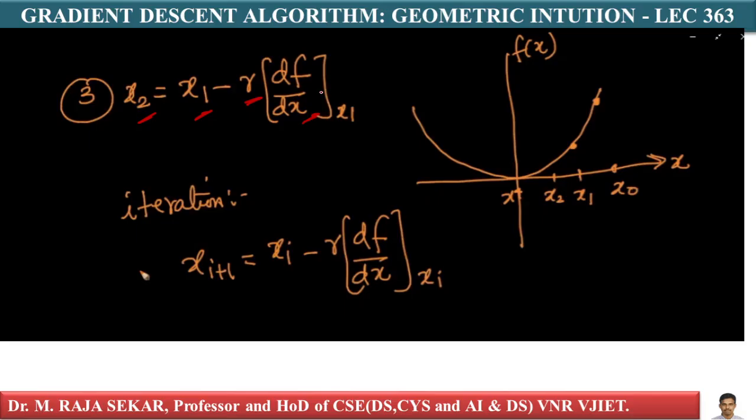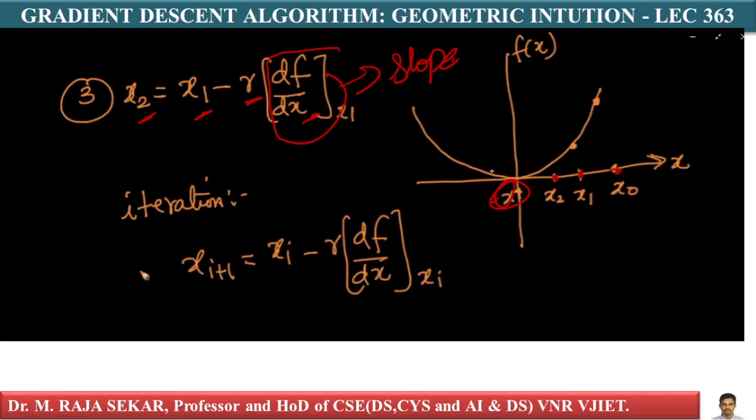Again, this df by dx at x1, what is this? This is the slope, isn't it? Here, this is x0, this is x1. Now I am finding the slope at x1. What is the slope at x1? It is a positive quantity. I am finding that x2 is still closer to x star compared to x1.